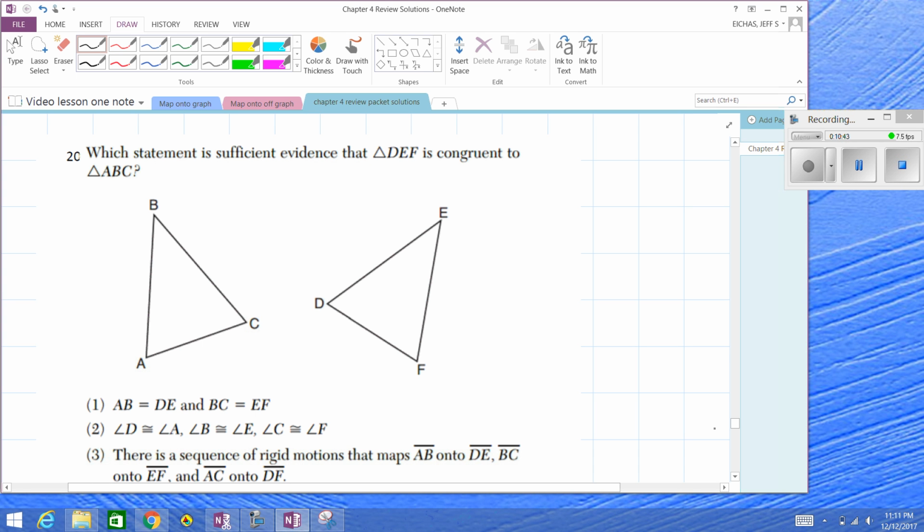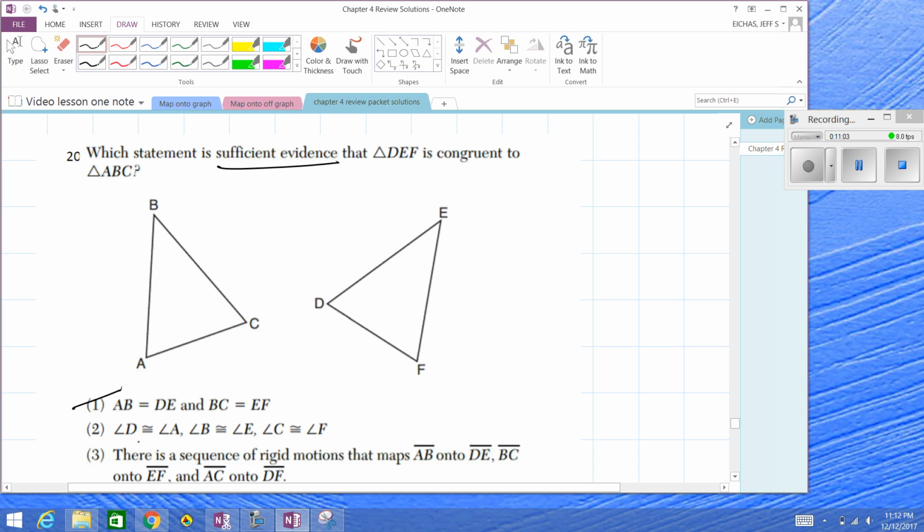Let's see. All right, this one's a classic here. Okay, this is going to get us side, side. I'm just going to mark them. All right, and we know that that doesn't cut it, right? Side, side doesn't cut it. Sufficient evidence means we need enough, and that's not enough. So let's throw that out.